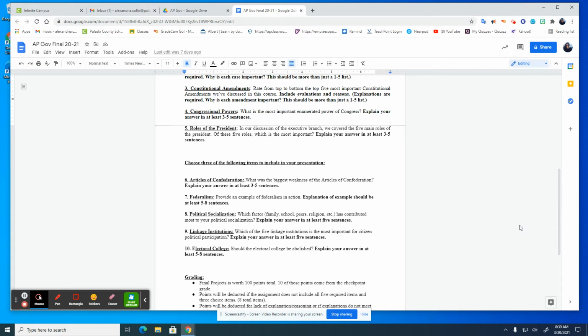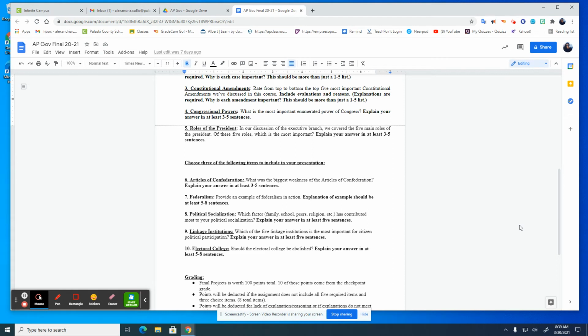Federalism, provide an example of federalism in action. So an explanation of that example should be at least 5 to 8 sentences, so you could find a real world example. We did an assignment on COVID-19 and federalism earlier this year, so that's something that you could consider for finding an example.